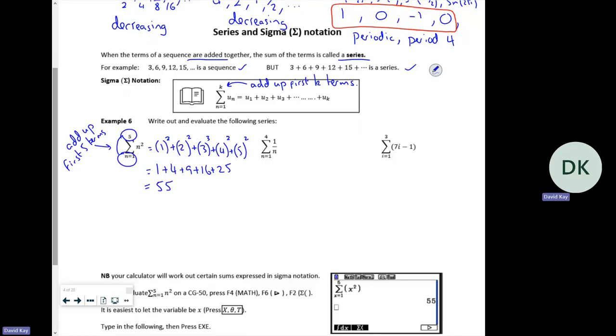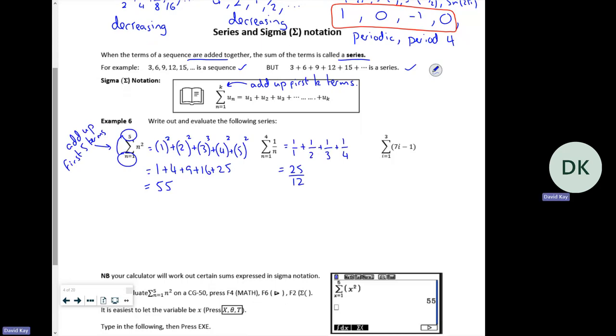So then I've got this next one here where it adds up the first 4 terms. So I've got 1 over 1 plus 1 over 2 plus 1 over 3 plus 1 over 4. And if you bung that in your calculator, you get 25 over 12, according to math.